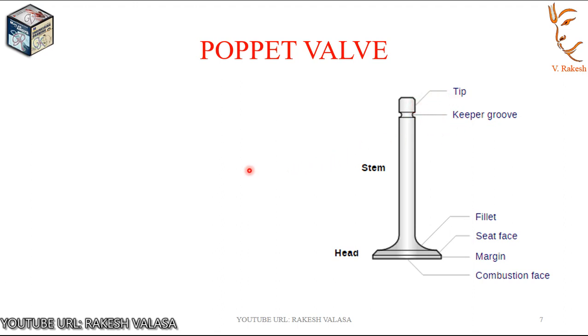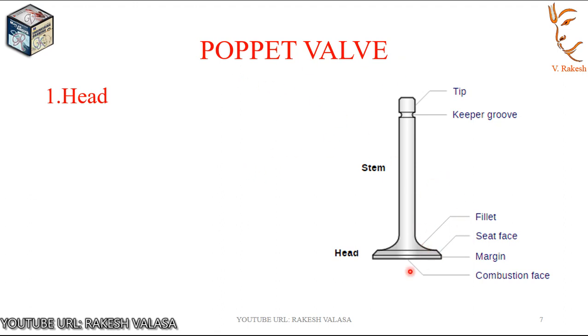The poppet valve is most commonly used for automobile engines. The poppet valve looks like a mushroom with a long stem. When the valve opens and closes, it creates a popping noise. That's why it is called a poppet valve. Now going to explain parts of the poppet valve.